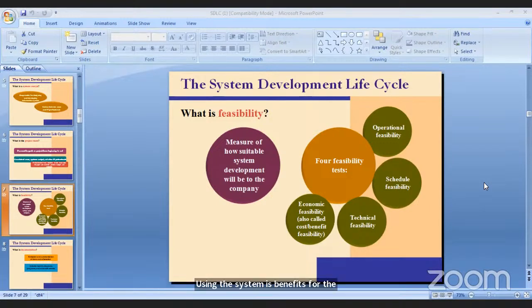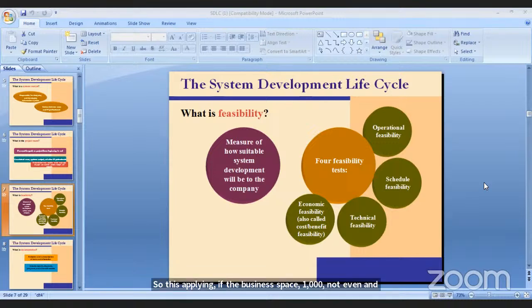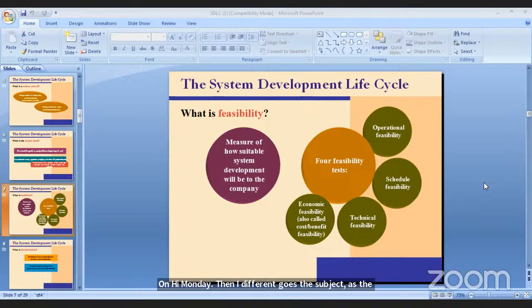So both angles, the financial feasibility will be carried out. Suppose you develop a software for DDC for the online student management system, online student examination. Doing it offline, if the DDC spends 1,000, and if with the software it will be spent on 500, then I will definitely go with the software as the user of the DDC. This is one financial feasibility or economical feasibility.